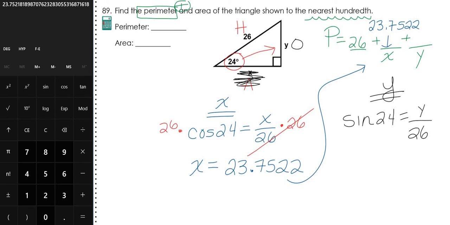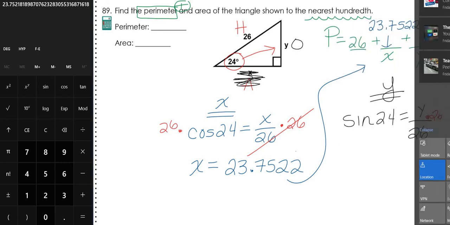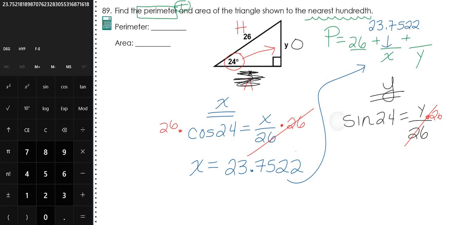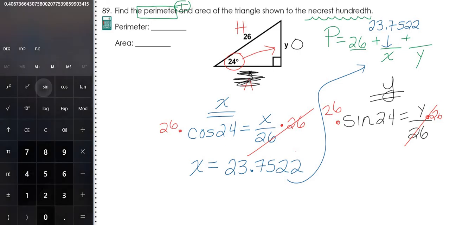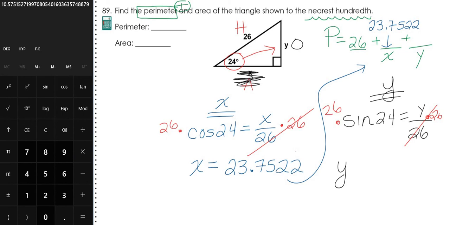Same as before, I want to get rid of the 26, so I'm going to multiply both sides by 26. So on the right it cancels. And on the left, I'm going to multiply by 26 again. And I do that in the calculator. So 24 sine times 26 equals. So that's going to be my value of y right there. So I have y equals 10.5752. I went out 4 decimal places because it's not my final answer. So that's going to go right here for y.